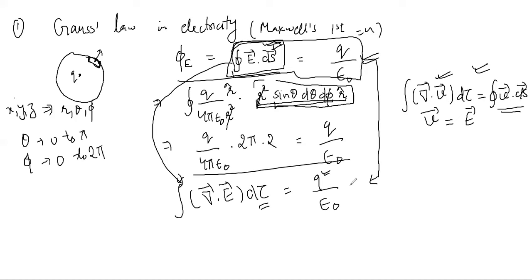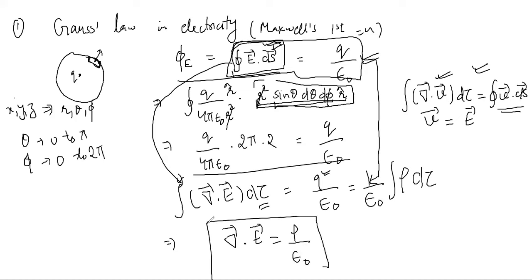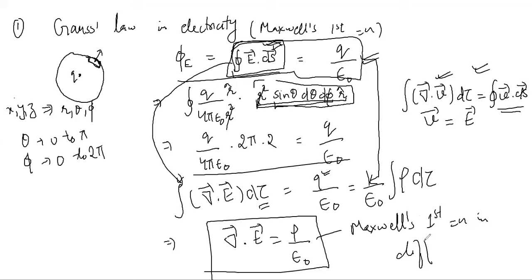Now, if you talk about the charge here, charge is nothing but your charge density integrated over the volume, where rho represents your charge density, which is charge per unit volume basically. From here, I can say that your del dot E is equal to rho upon epsilon naught. And this is basically your Maxwell's first equation in differential form. This was in the integral form.